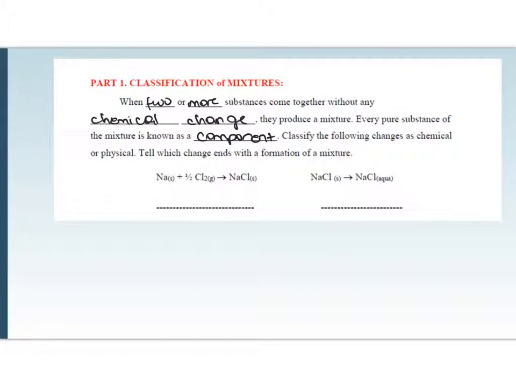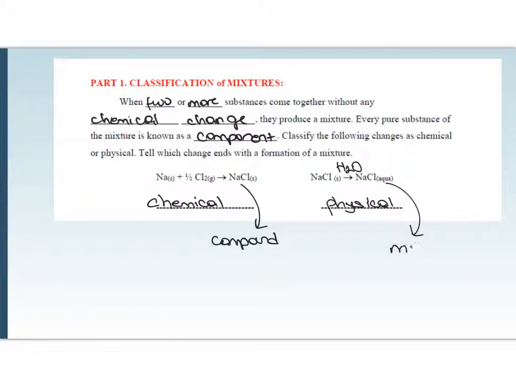So let's examine the given changes. The first one is a chemical change because there's a new substance produced. This is a compound, a pure one. In the second one, you have sodium chloride as a solid. You put it in water and produce salty water. So this is a physical change, and the product is a mixture.